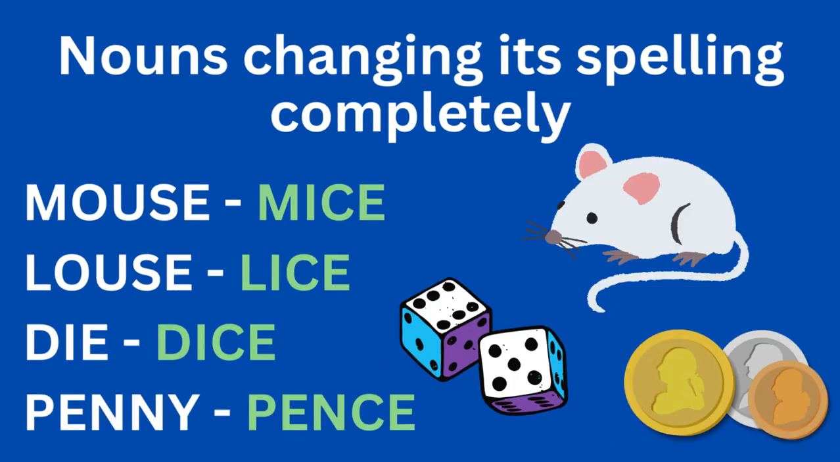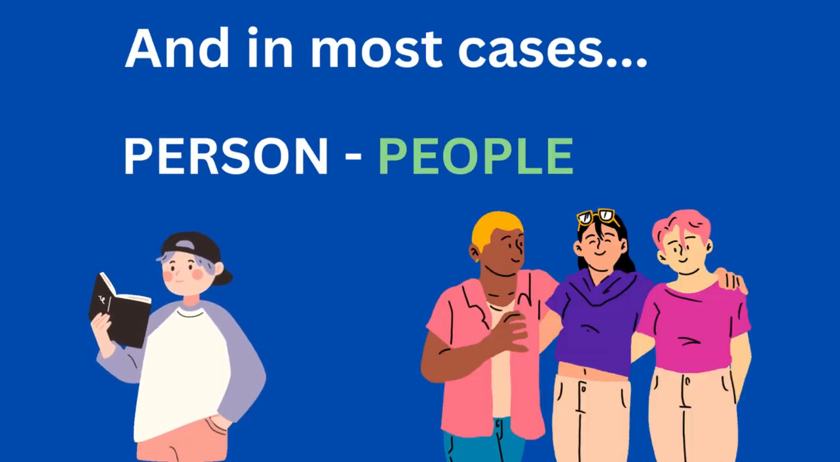We have also nouns that change their spelling completely. Do you see the words below? We can have one mouse or a few mice. Notice that saying mouses is incorrect. Lice and lice in plural. One die and a few dice. And one penny, but several pence. In most cases, you will always say people when you mean more than one person.